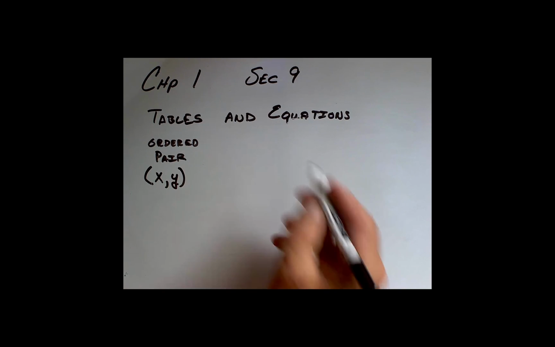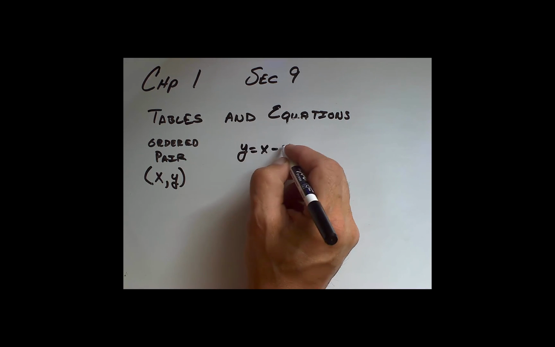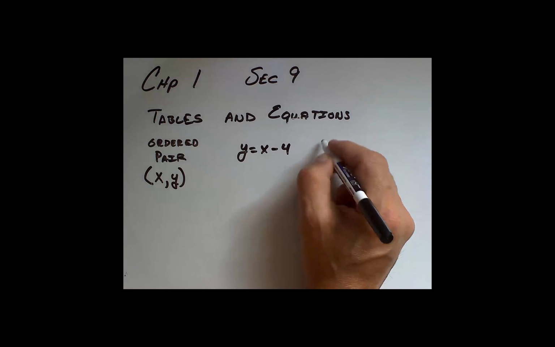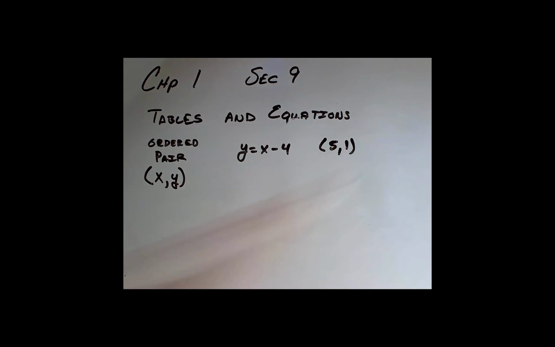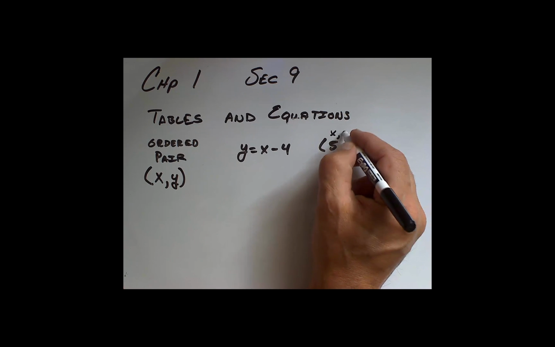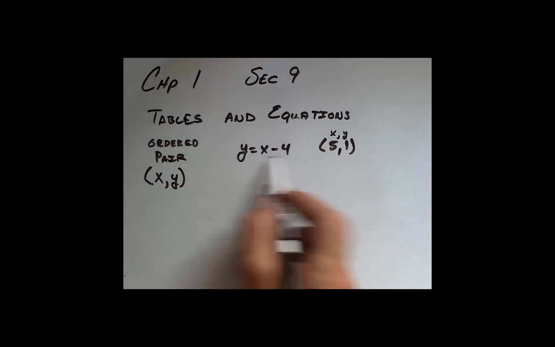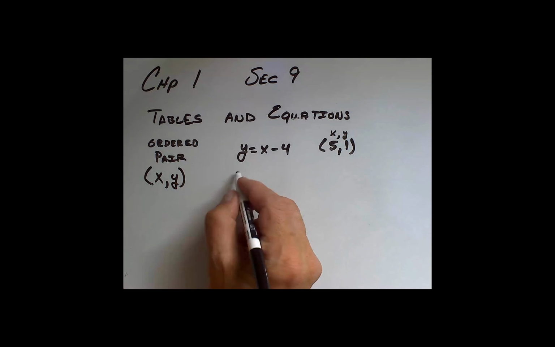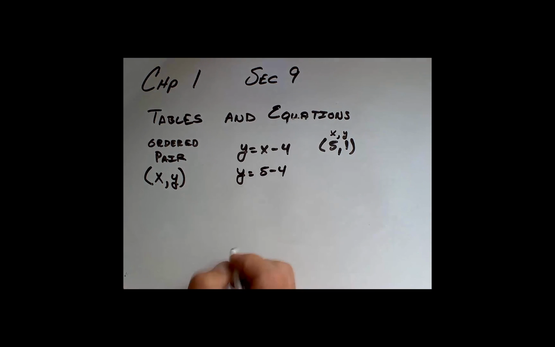So if I was to give you an equation, let's say y equals x minus 4, and an ordered pair of 5 and 1, would 5 and 1 be a solution to this equation? Well, we know that if we look at the ordered pair, this is my x and this is my y. We can replace the x here with a 5, right? So we could write this equation as y equals 5 minus 4.